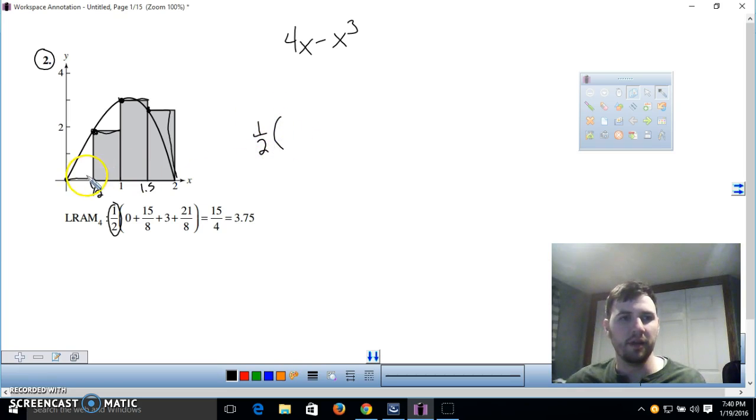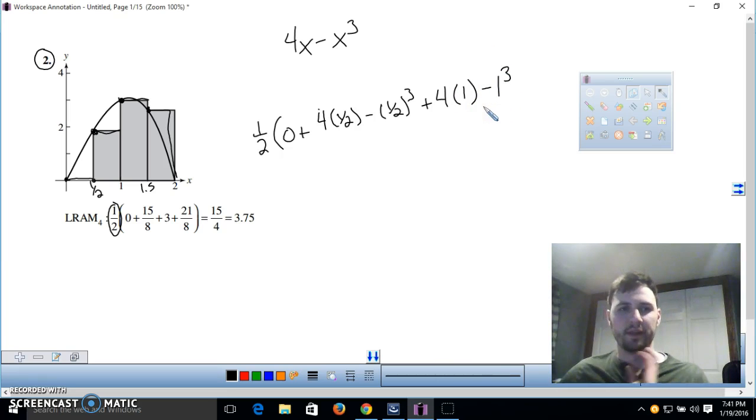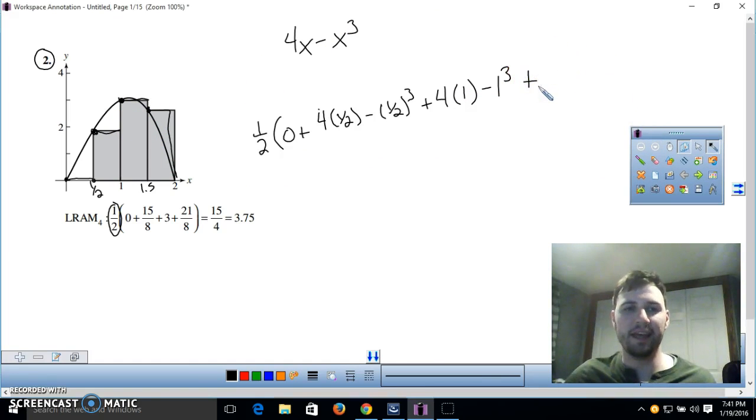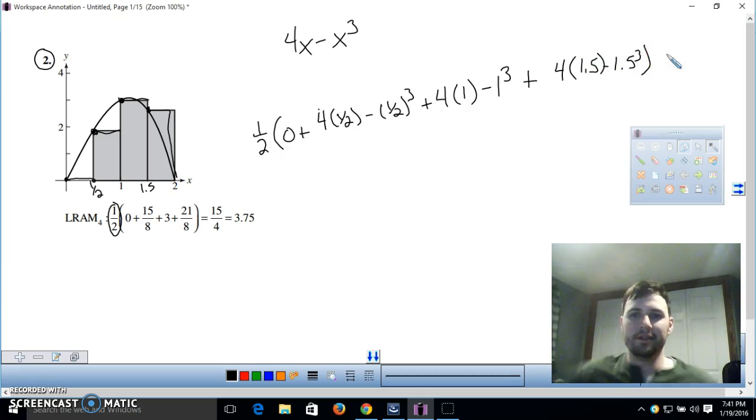1/2 times the height of our first rectangle, which is obviously 0, plus the height of our next rectangle, which they call 15/8. Where did they get that 15/8? Good question. You take your 1/2 and plug it into your original equation, because the height of that rectangle is what you get when you plug it into your original equation. Plus, they got 3. How did they get 3? You get 4 times 1 minus 1 to the third, right? Again, that gives us the height of that third rectangle. And the last one, they have 21/8, and that's because you go 4 times 1.5 minus 1.5 to the third. That's all there is to it on that one.